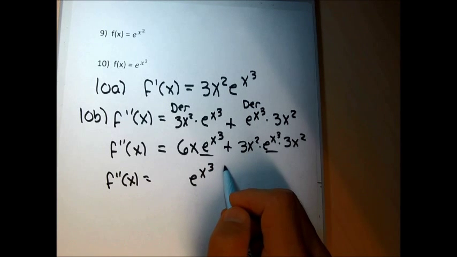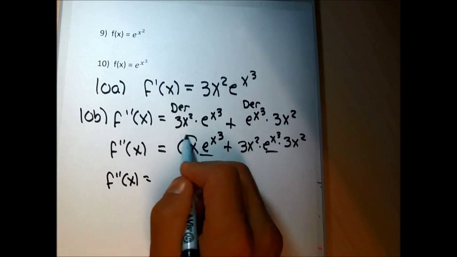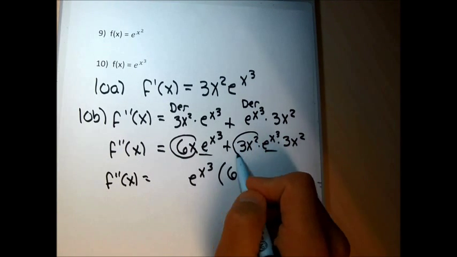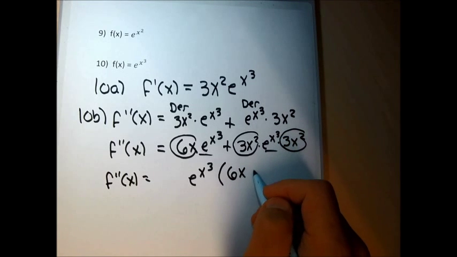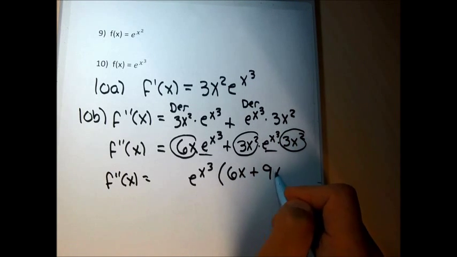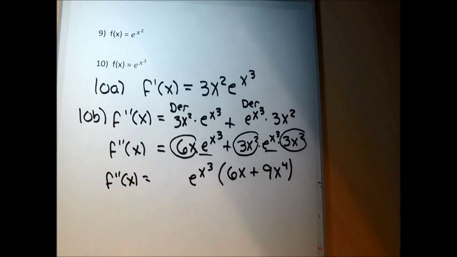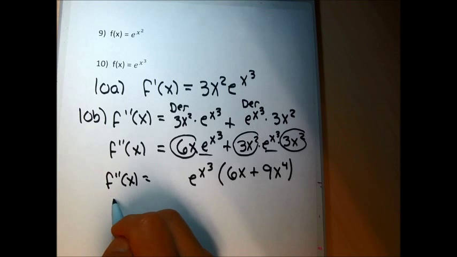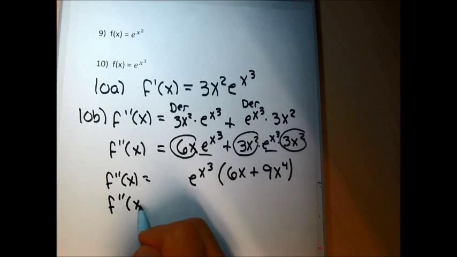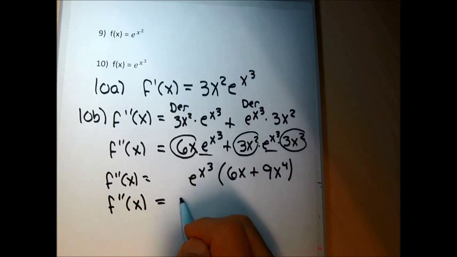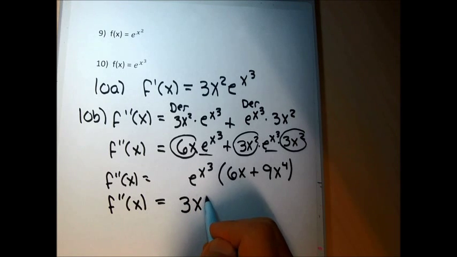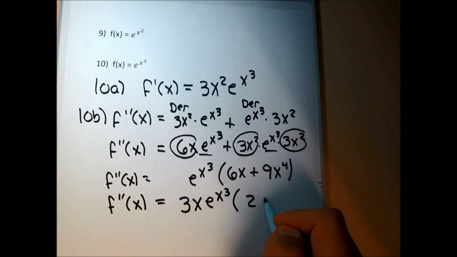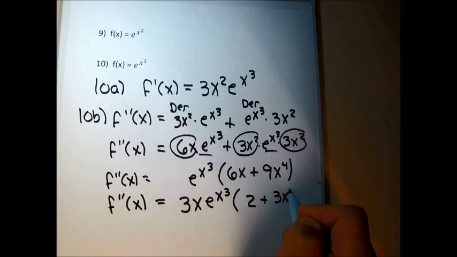And if I factor out just an e to the x cubed, from this piece I'd have a 6x, and from this piece I'd have a 3x squared times a 3x squared. I'd multiply the 3's, add the exponents on the x's. That would be nice. It probably would be nice if I also factored out a 3x. For these higher order derivatives, I'm not as picky about factoring out the common factor, but you can never go wrong by factoring out a common factor. And I'll tell you on the test what I want you to do.